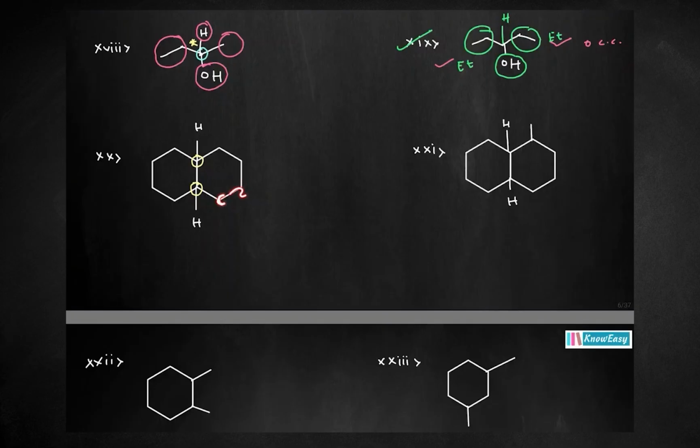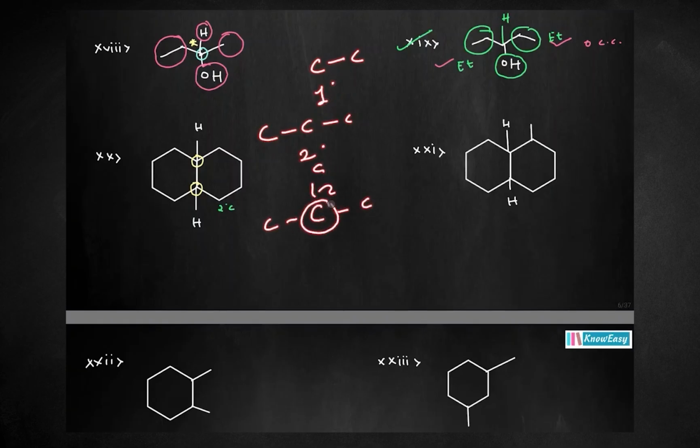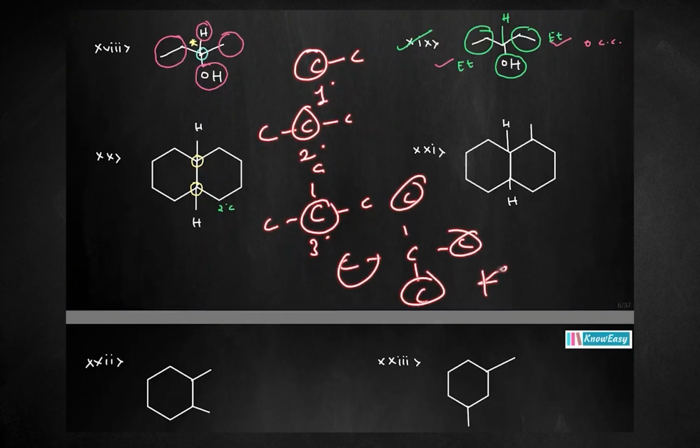Now look at this particular position. This is the carbon which is directly attached to 2 carbons, 1 and 2. So this is called the secondary carbon. The carbon which is directly attached to 2 carbons is called secondary. The carbon directly attached to 1 carbon is called primary. The carbon attached to 3 carbons is called tertiary, and the carbon directly attached to 4 different carbons is called quaternary.